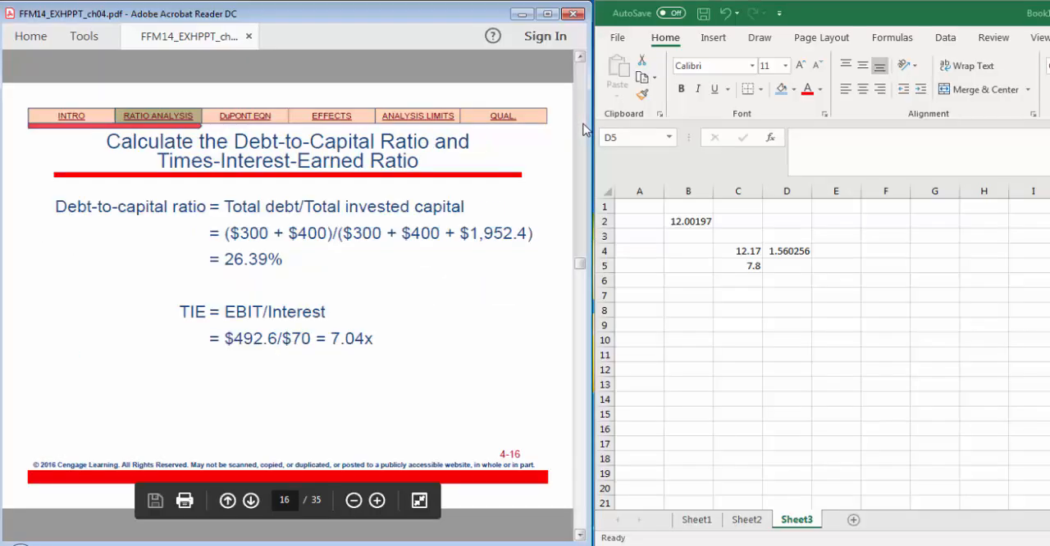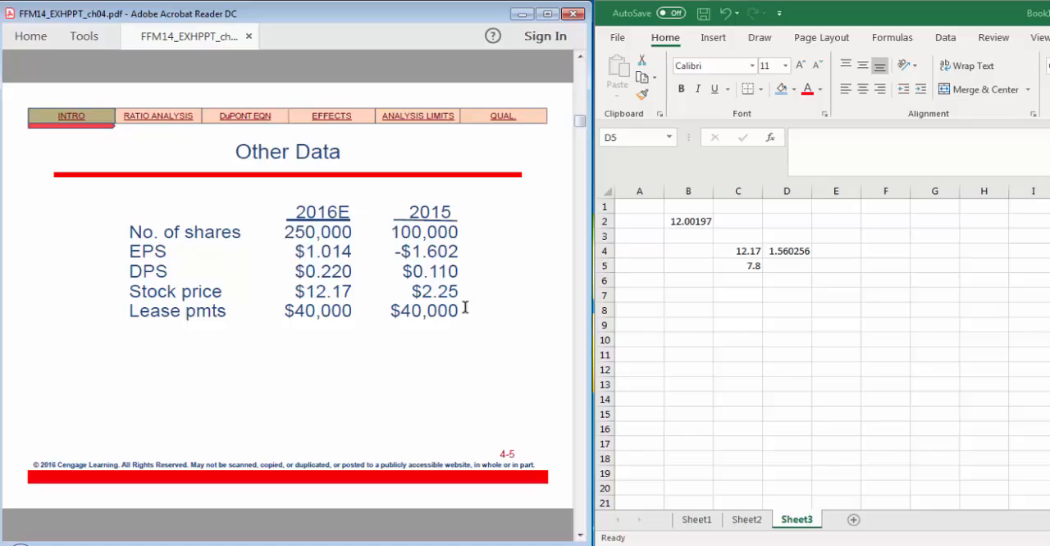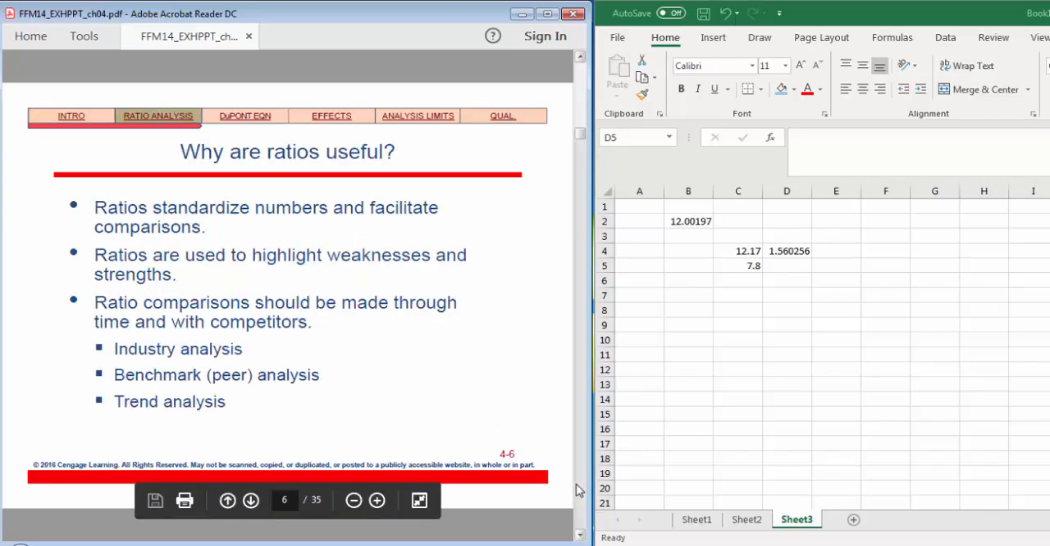And then other data was given on the sheet. I think this is the other data. So this is what's coming from the other data. Number of shares, and then the stock price, and so forth.